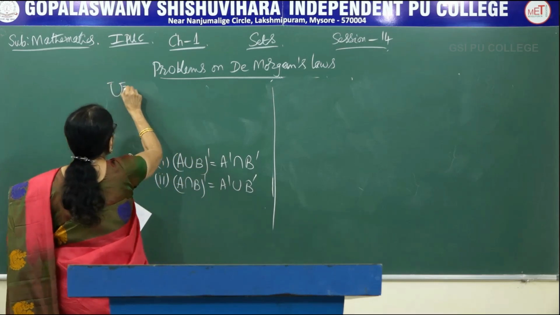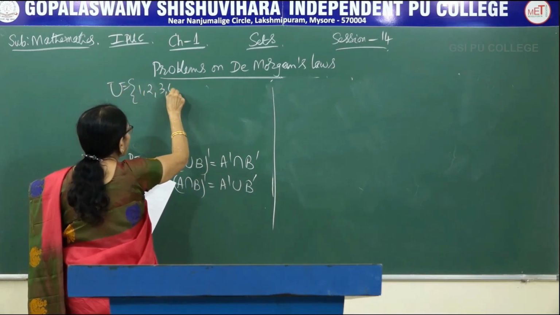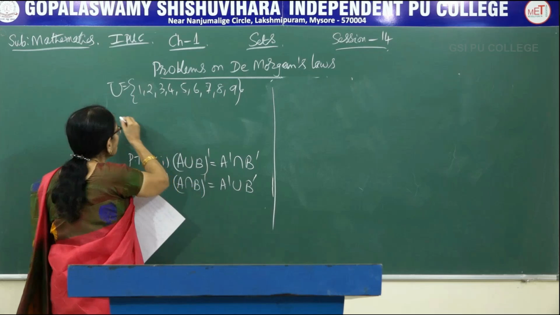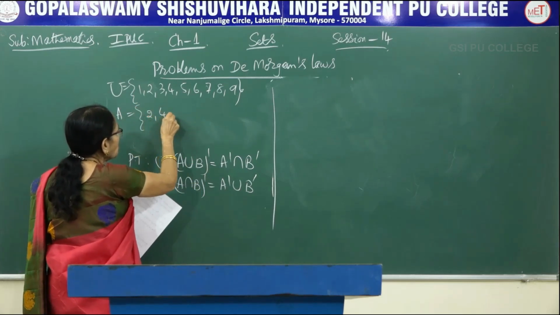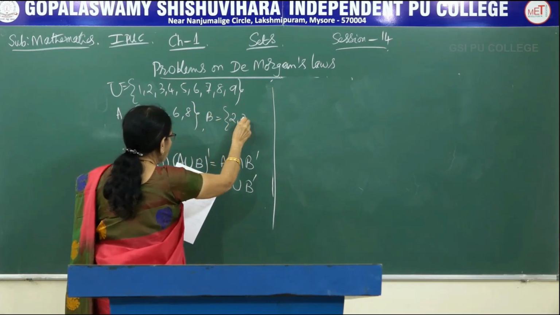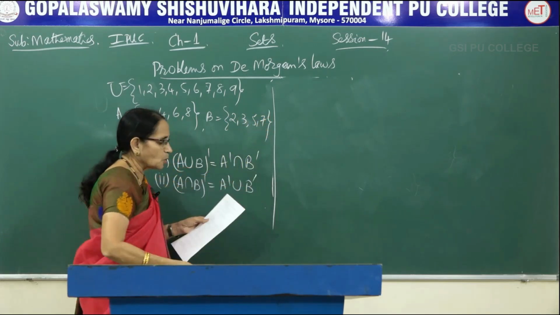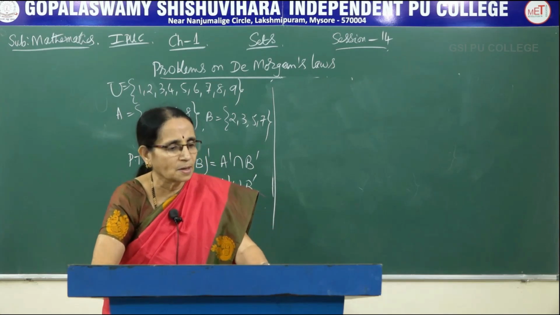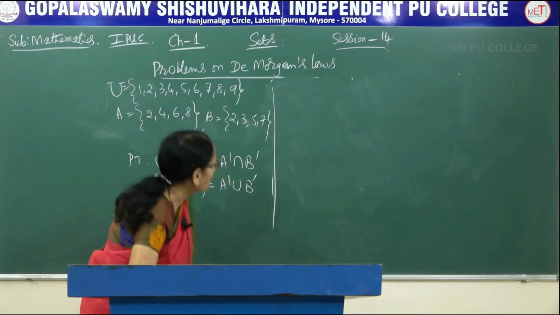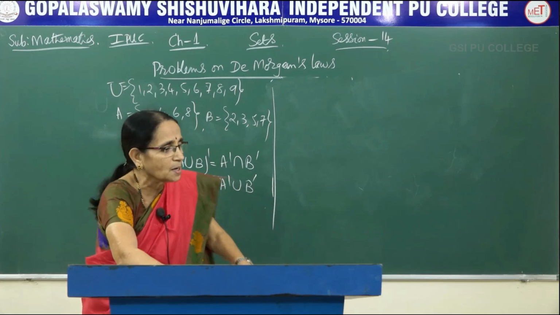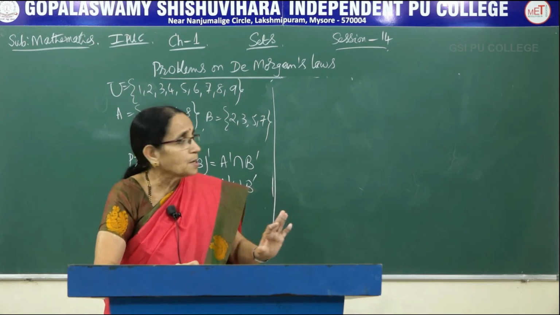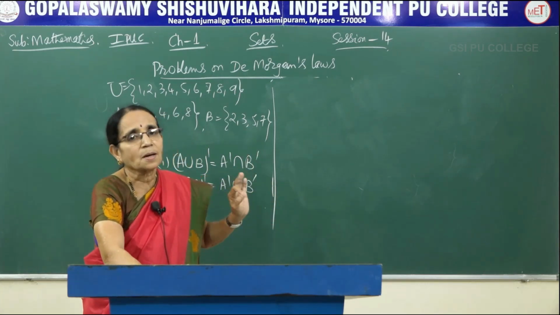In this one I have the universal set 1, 2, 3, 4, 5, 6, 7, 8, 9, so it contains 9 elements. The set A contains 2, 4, 6 and 8, and the set B contains 2, 3, 5, 7. Now I am going to verify both parts of De Morgan's law. That is, (A ∪ B)' equals A' ∩ B', and next, (A ∩ B)' equals A' ∪ B'. The procedure is the same, only the data is different.